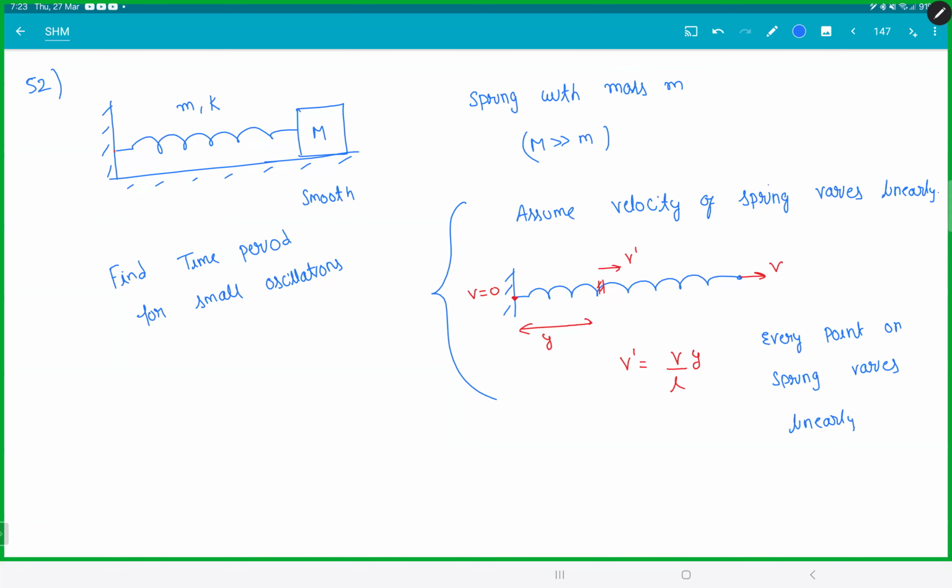Just to give an idea, what is the total energy now? Total energy will be half mv square, the energy of the block, plus half kx square, the energy in the spring, plus the kinetic energy of the spring. Now this extra term will also come. This we don't know. That was the catch in the question. So if you can find the kinetic energy of the spring, my job is done. And then the story is the same: differentiate, equate, and get it. Try.